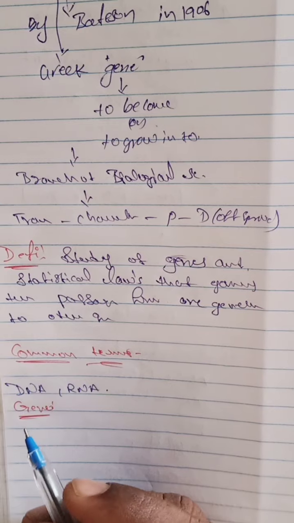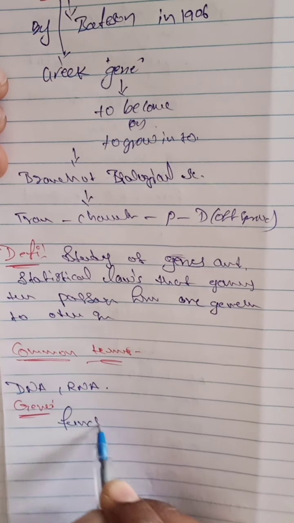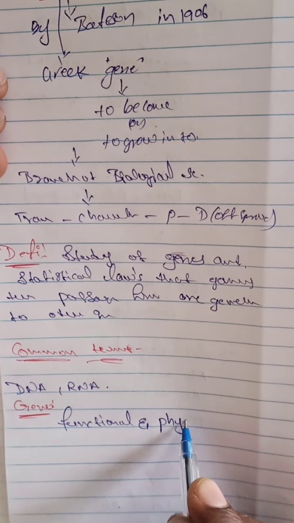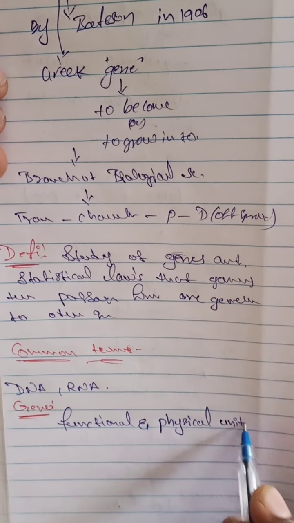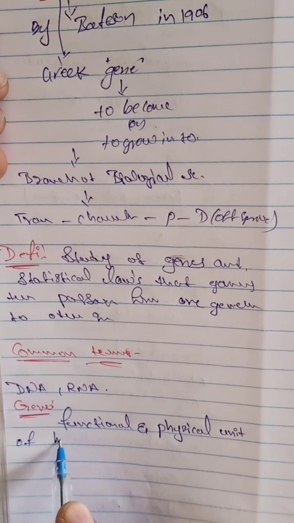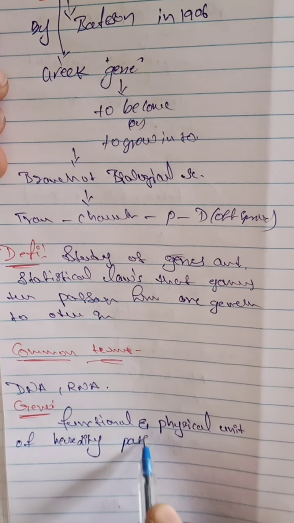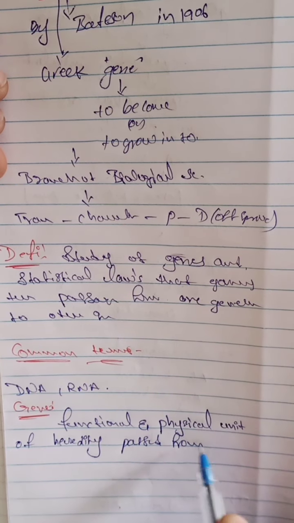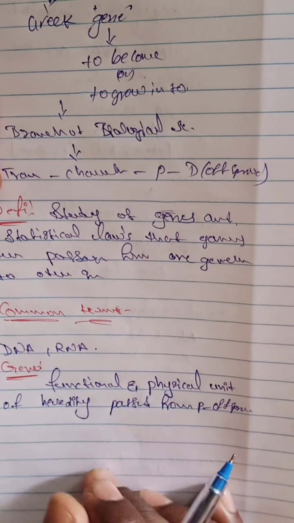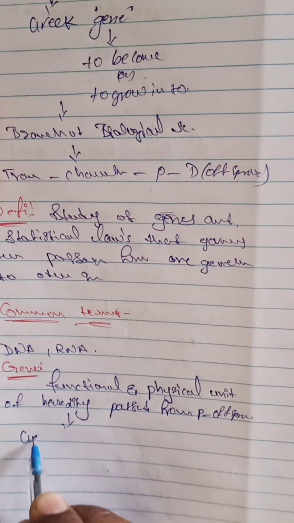Gene means it is the functional and physical unit of heredity, passed from parent to offspring. Offspring means the next generation. So, parent to offspring. Here, what are the gene species?